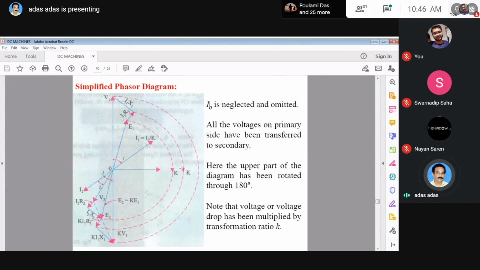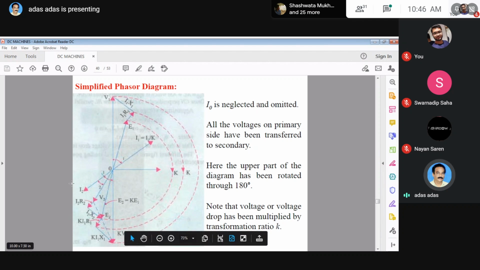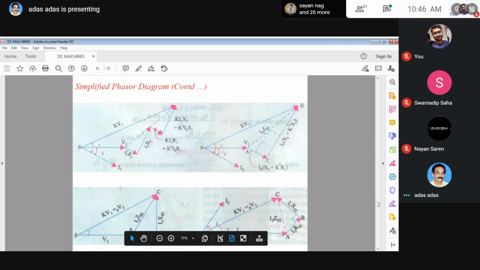You know there is a relationship between primary side quantities and secondary quantities, and these are connected by the factor K, which is the transformation ratio. If we transfer the primary side voltage or voltage drop to the secondary side, it will be multiplied by K, and using this the diagram is drawn. Go to the next page. All upper portions are transferred to the lower portions.